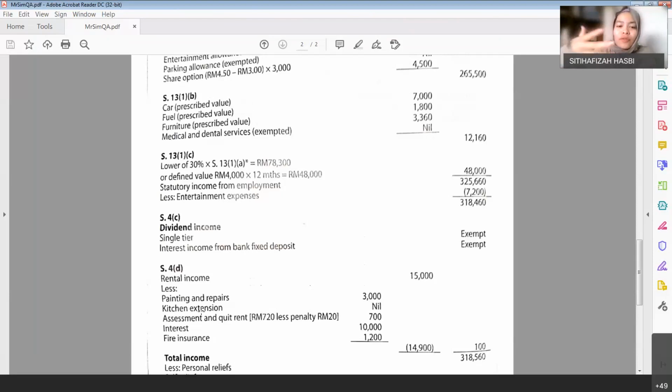Tu kira renovation ke repair? Kalau tiles, so far, kita consider as repair lah juga. Tiles, you change the door, you change macam-macam, itu tak apa. It doesn't change the nature of the house, then okay. You pergi extend, tambah dapur, tambah sana, tambah sini, that is not allowed lah.